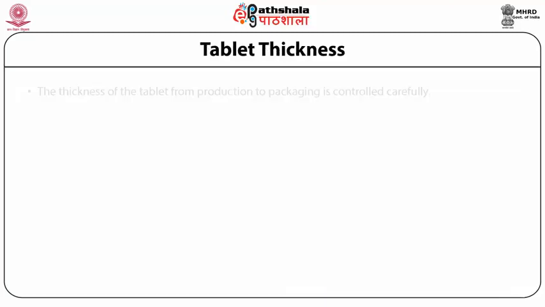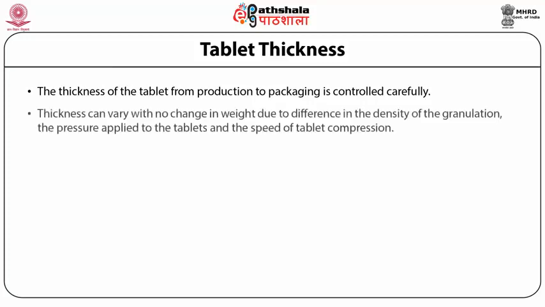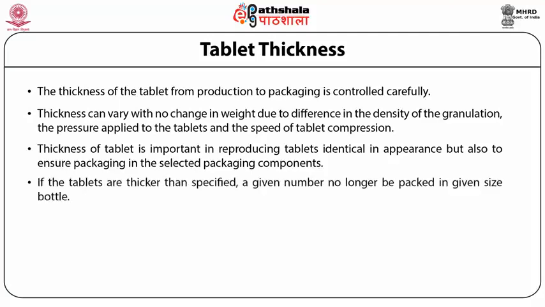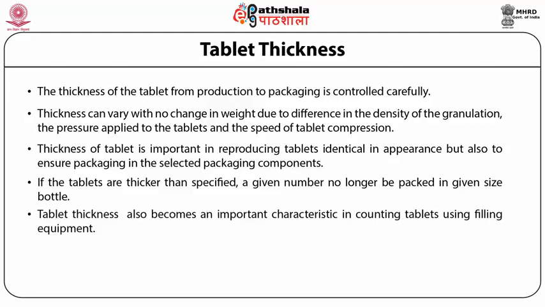Tablet thickness. The thickness of the tablet from production to packaging is controlled carefully. This thickness can vary with no change in weight due to differences in the density of the granulation, the pressure applied to the tablet, and the speed of tablet compression. Thickness of the tablet is important in producing tablets identical in appearance, but also to ensure packaging in the selected packaging components. If the tablets are thicker than specified, a given number may no longer be packed in a given size bottle. Tablet thickness also becomes an important characteristic in counting tablets using filling equipment.